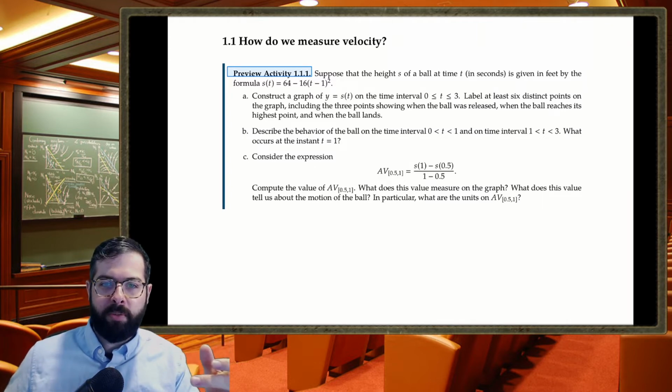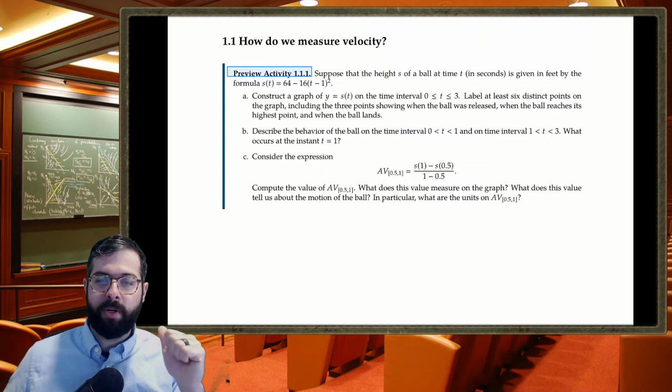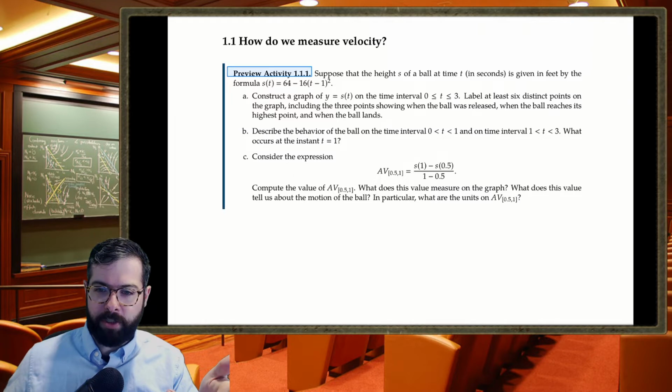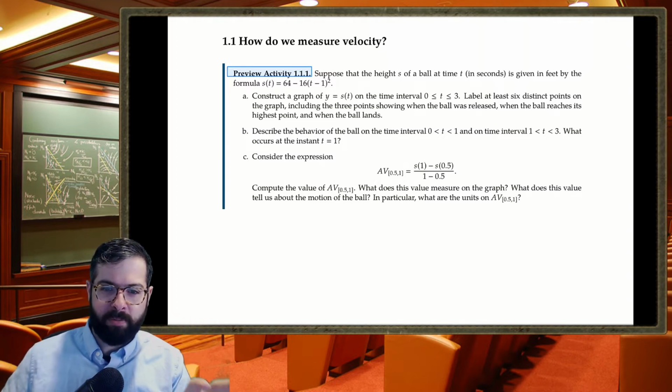So let's suppose that we have a ball that has a height s at time t, a function of time, and it's given in feet by this formula. So we're going to construct a graph and label 6 points, including when it reaches its highest point, when it lands, and when it's launched. Describe the behavior of the ball on 2 intervals, and then consider this average change expression and interpret what it means. Okay, so again, this might take you 10 minutes that you have me on pause, and that's okay. And then come back, and then we'll go through it together. All right?